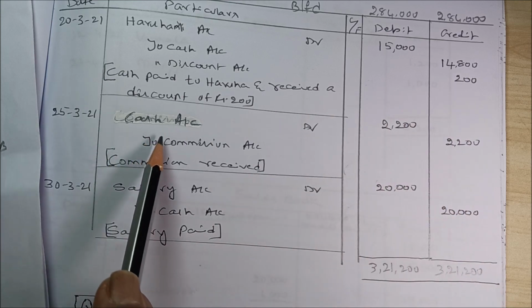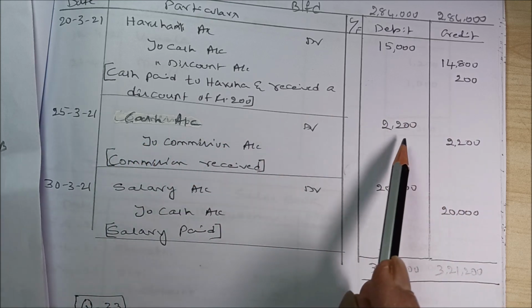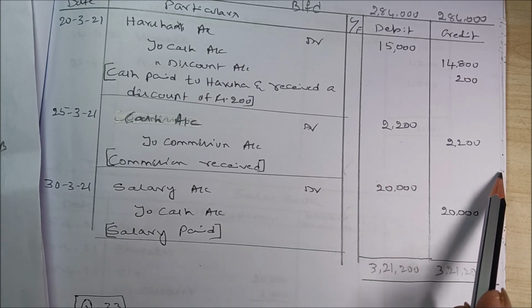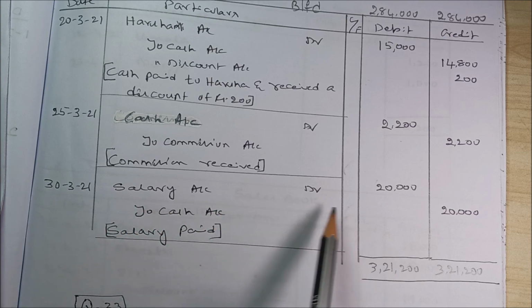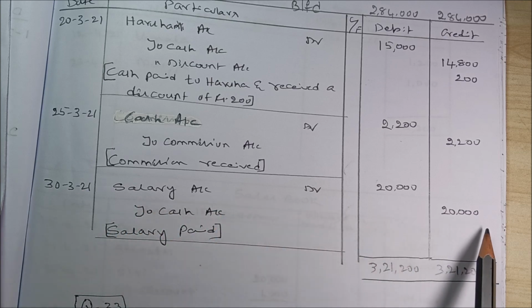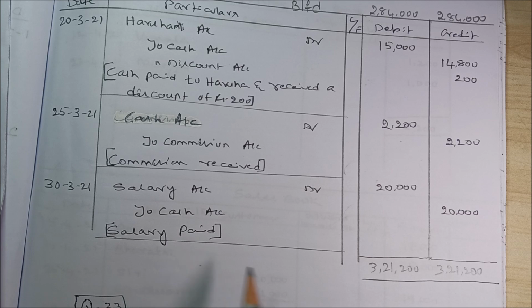Then received commission, cash account debtor to commission account 2,200, 2,200. Then salary paid, that is on 30th, salary account debtor to cash account 20,000, 20,000 salary paid. So we have to put the total 3,21,200, 3,21,200.